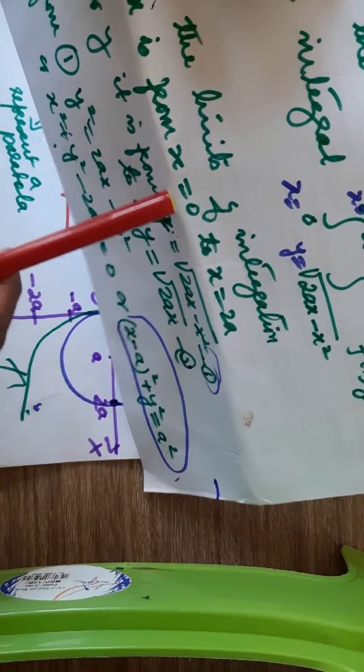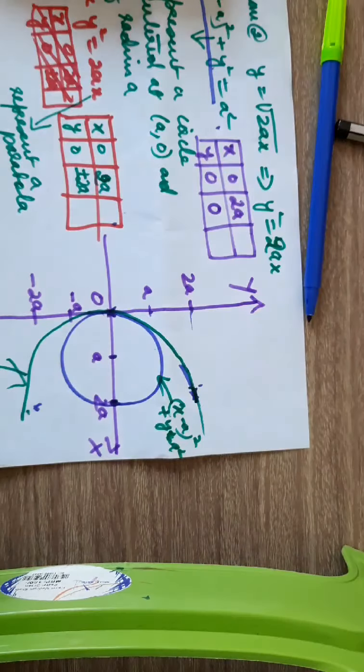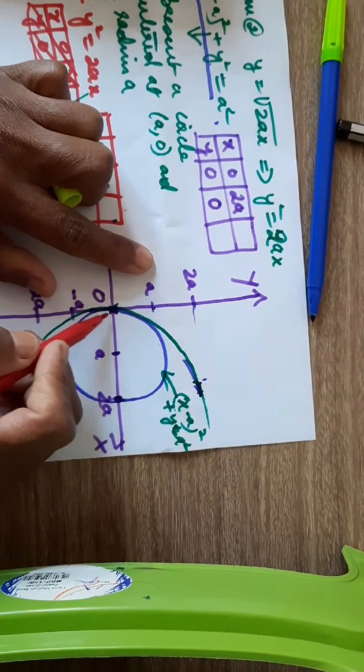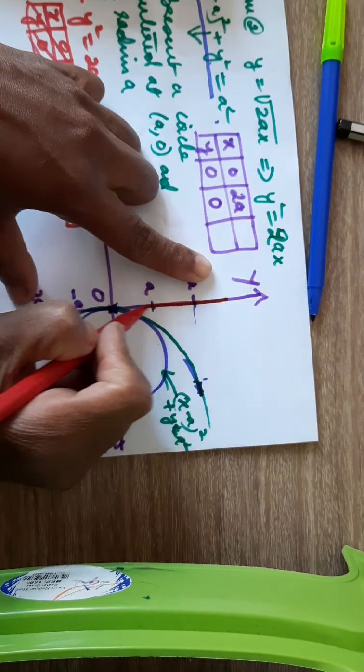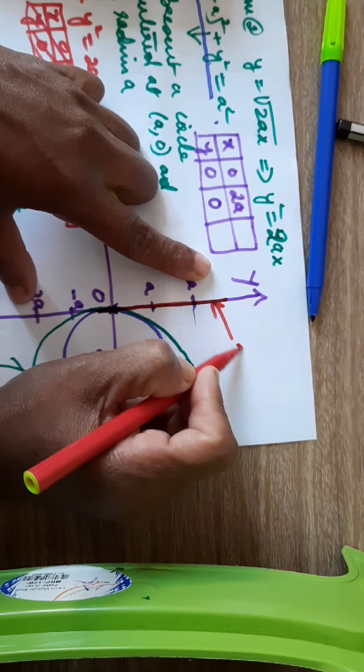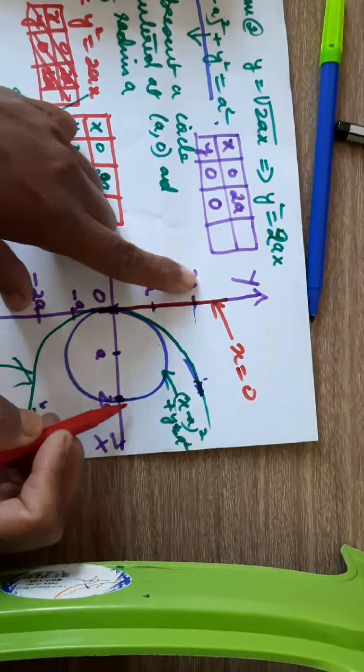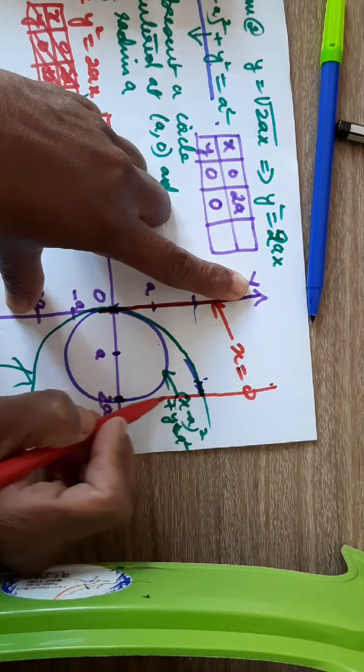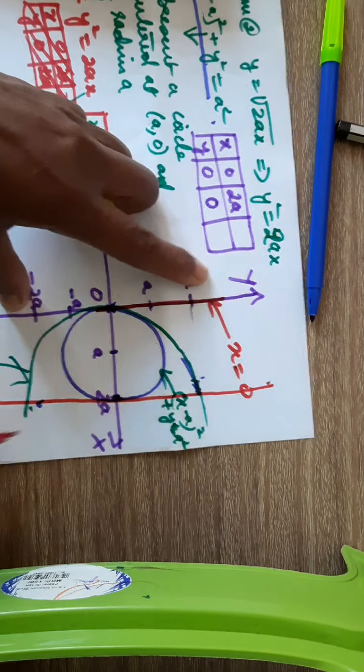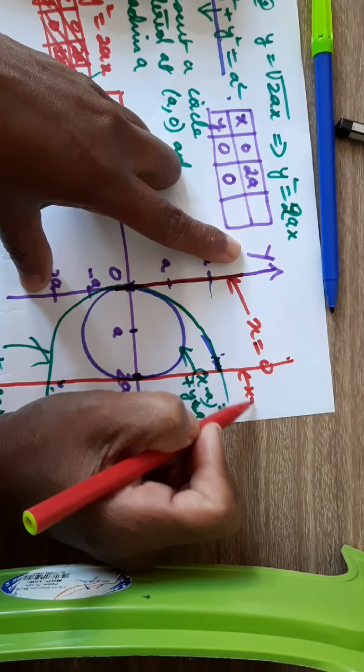The given limits for x are x is equal to 0 to x is equal to twice a. So x is equal to 0 will represent this one only, the y-axis. And x is equal to twice a is nothing but a straight line which passes through x is equal to a. So this is x is equal to a.